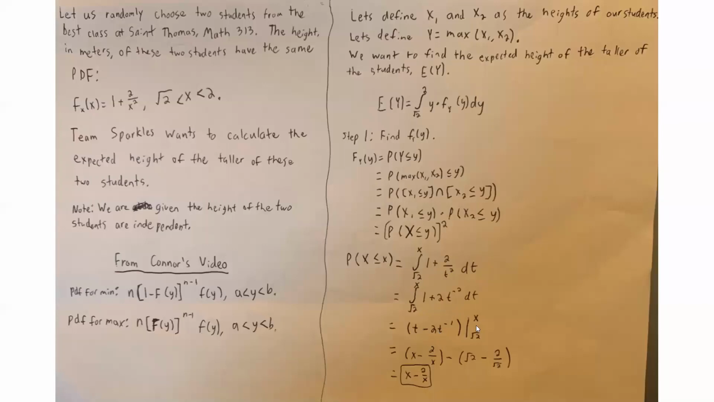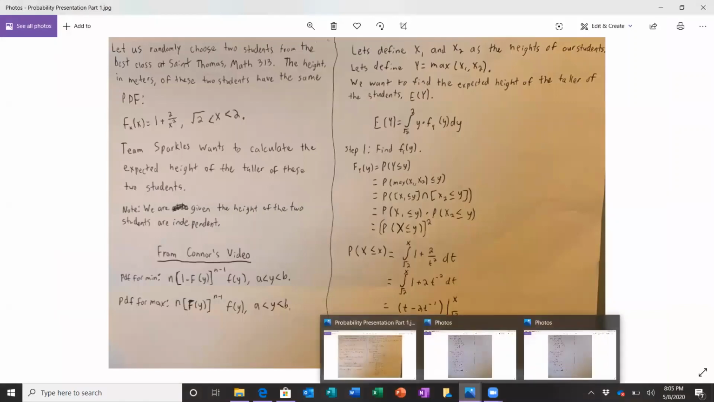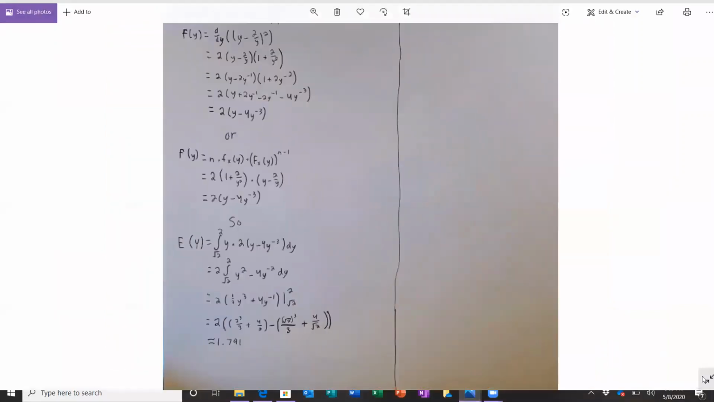And you plug in the bounds to get (x − 2)/x − (√2 − 2)/√2. And we know that (√2 − 2)/√2 is 0. So that just gets us (x − 2)/x for the CDF, or the probability that big X is less than or equal to little x. And we will use this on the next page. Let me go to page number 2 real quick.